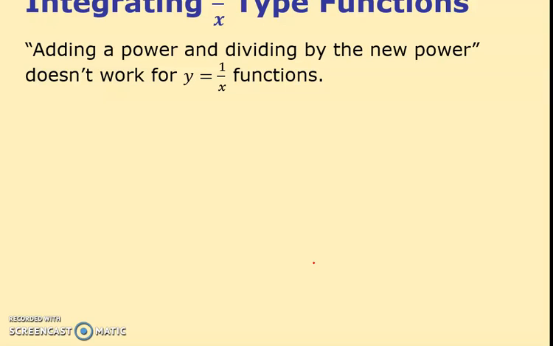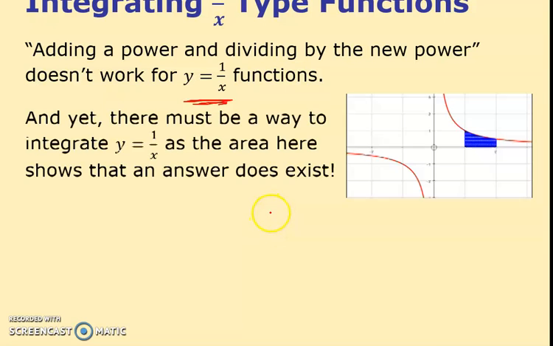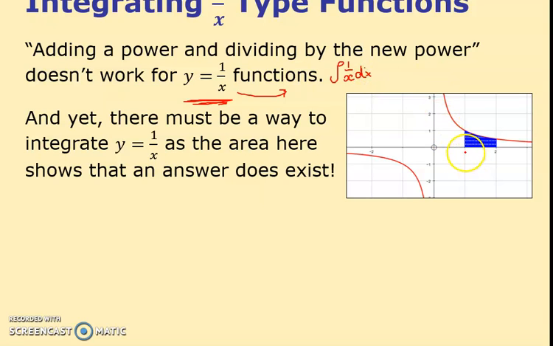Now you also have to integrate 1 over x type functions. So functions of this type we also need to be able to integrate. And it's a bit weird because there must be an answer when I integrate, but there's a problem because my power says add a power and divide by that number. Now notice if I have a function and for instance I'm asked to integrate 1 over x dx, then I'll better do this between two values, so that's between 1 and 2.